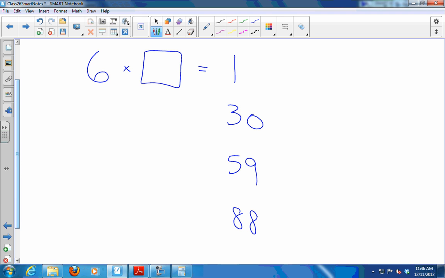Now, I go back to the left side of my equation and I say, is there a number I can multiply 6 by to make 30? 5, yeah. So 5 is my multiplicative inverse.